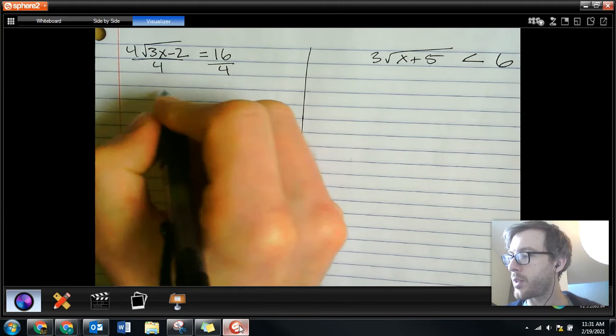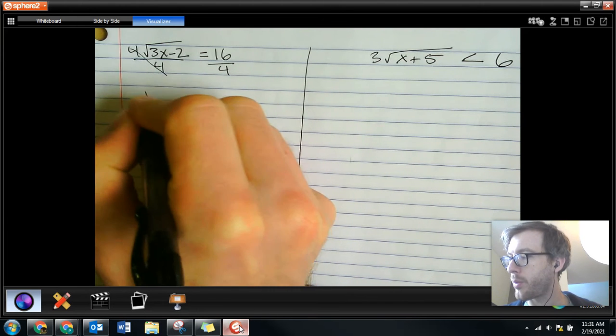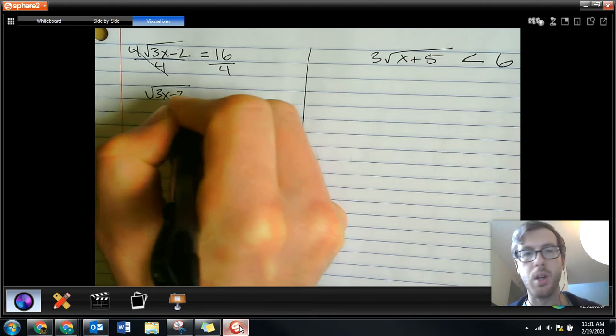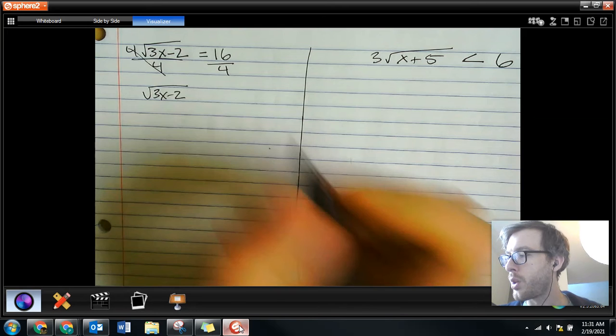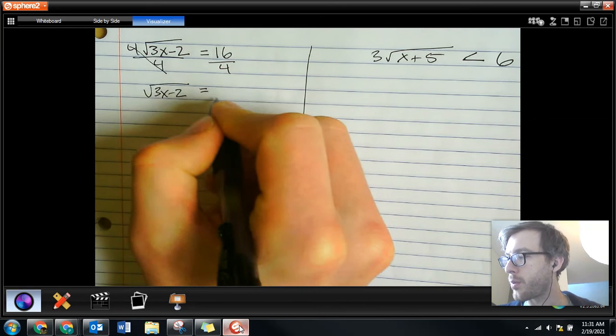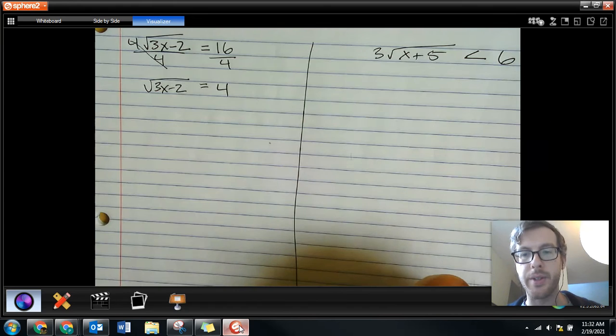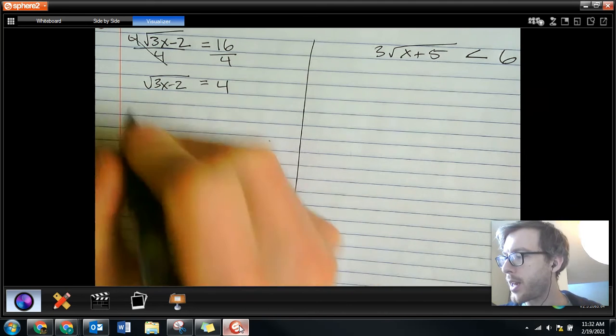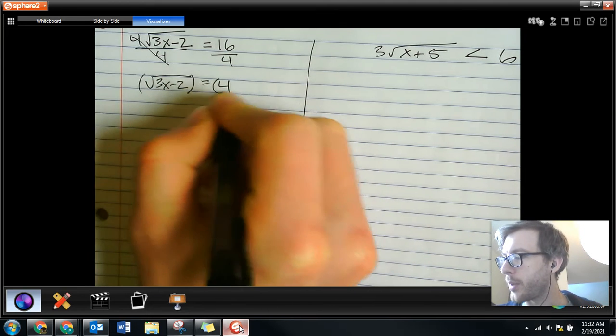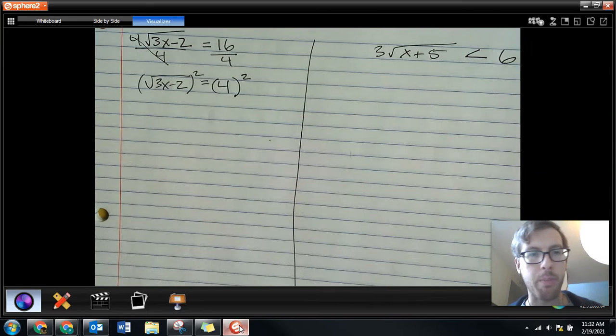Okay, that leaves us with the square root of 3x minus 2 on the left side of the equation. On the right side, 16 divided by 4, that's 4. Okay, so we've made our first step, and notice now we've isolated this radical sign. Once you've done that, we have to eliminate it. We have to square both sides.